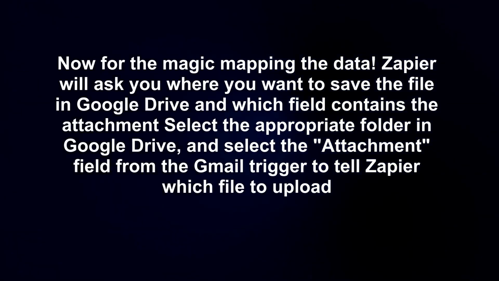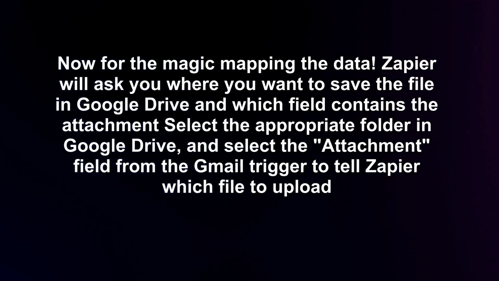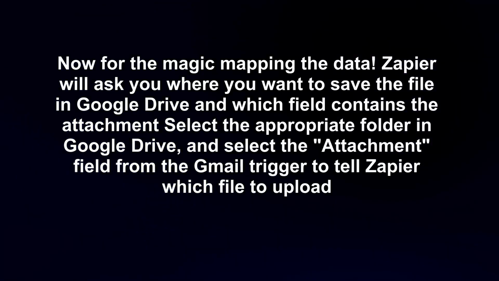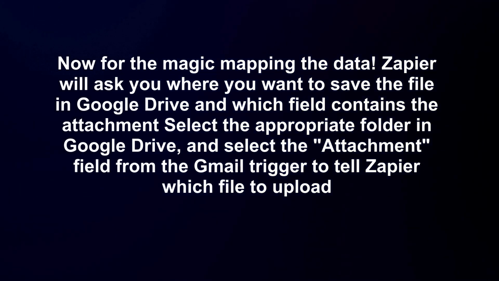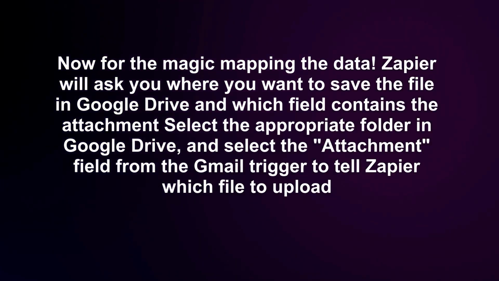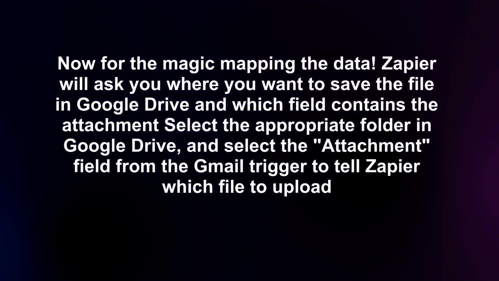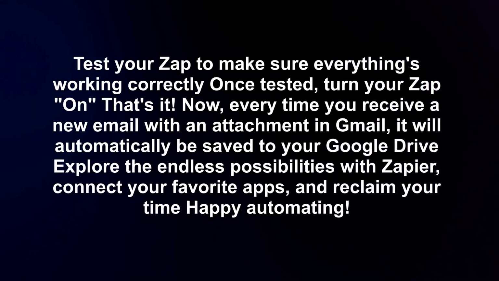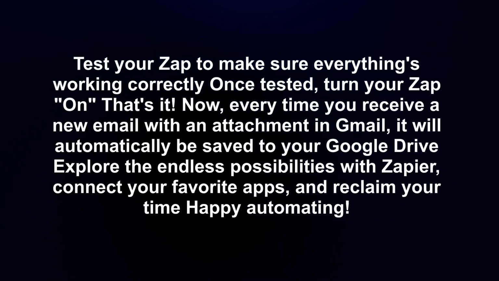Now for the magic: mapping the data. Zapier will ask you where you want to save the file in Google Drive and which field contains the attachment. Select the appropriate folder in Google Drive and select the attachment field from the Gmail trigger to tell Zapier which file to upload. Test your Zap to make sure everything's working correctly. Once tested, turn your Zap on.